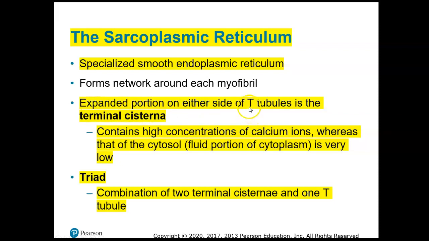On either side of a T-tubule, the sarcoplasmic reticulum has these expanded portions. They're just fatter, and they're called terminal cisternae. So when you take a T-tubule with its two terminal cisternae, one on each side, we call that a triad. Those terminal cisternae, which remember are parts of the sarcoplasmic reticulum, contain high concentrations of calcium ions.